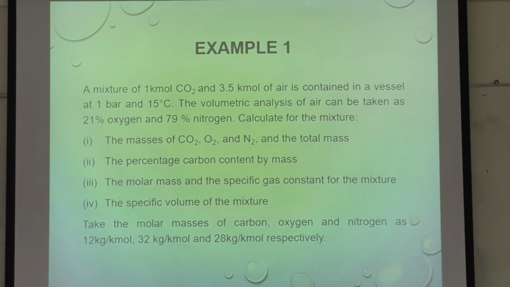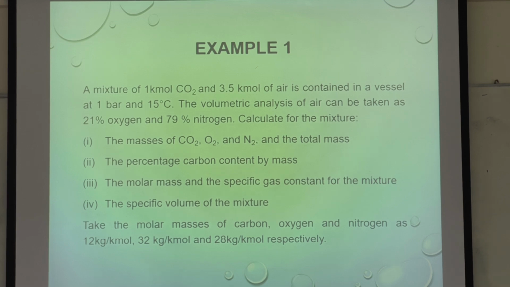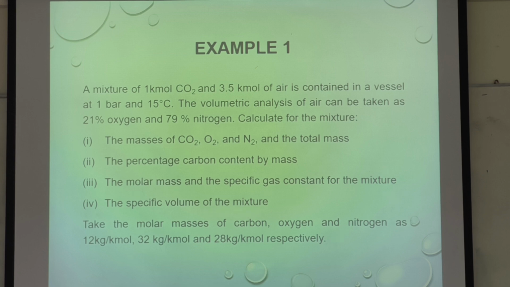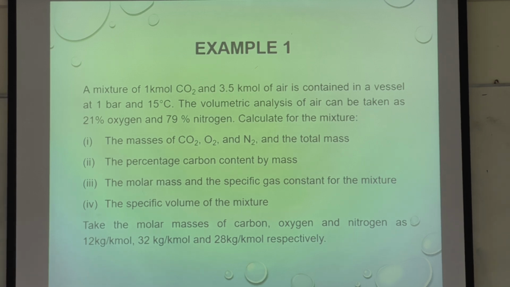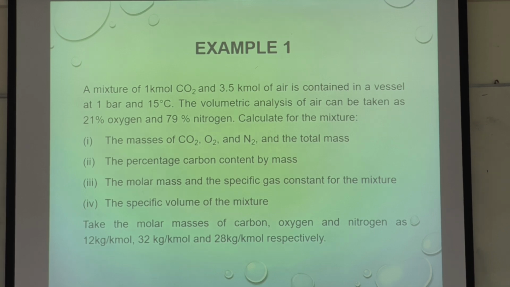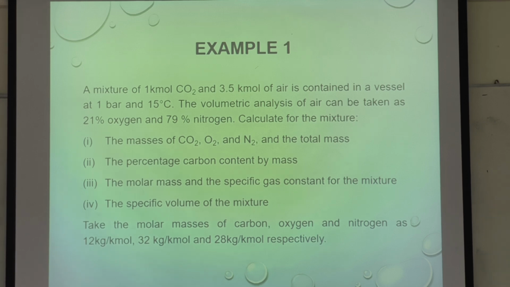Now we look at example 1. Example 1 should be something that you can do. Let's read it first. A mixture of 1 kmol CO2 and 3.5 kmol of air is contained in a vessel at 1 bar and 15 degrees Celsius. So you have one vessel, you know that inside you have CO2 and air, and you know the pressure and temperature. You are given the volumetric analysis of the air.